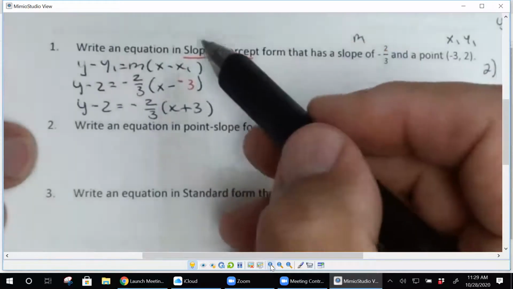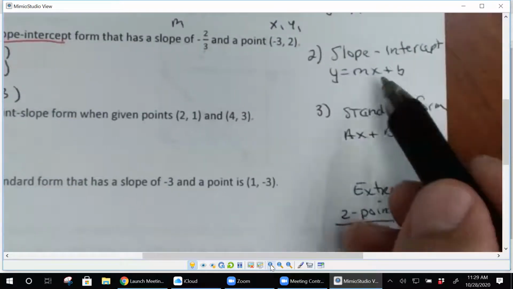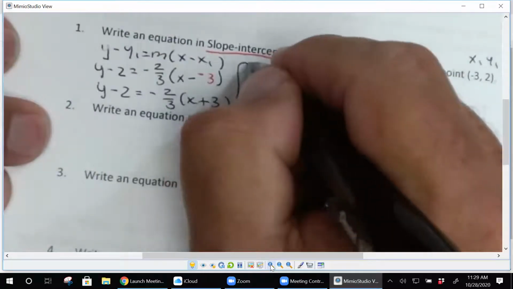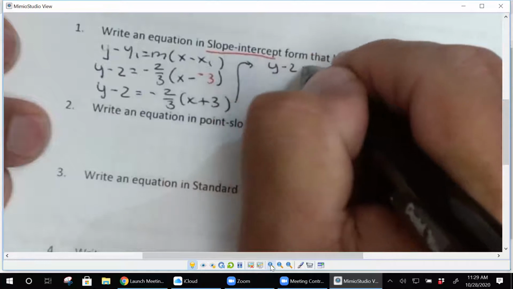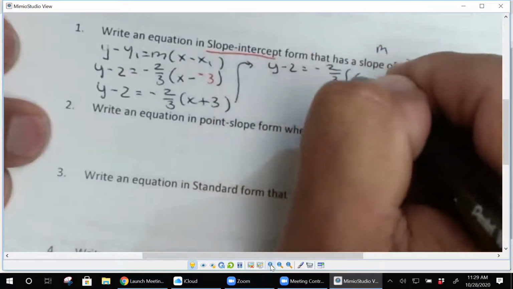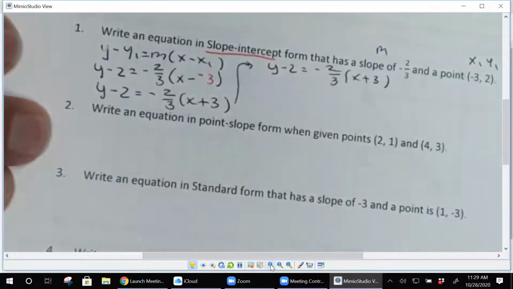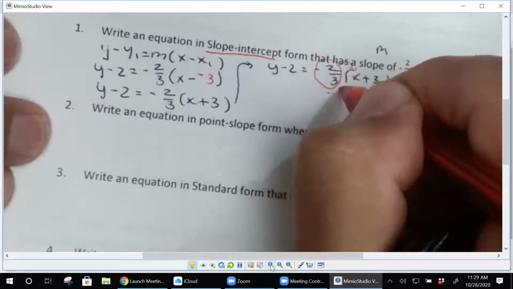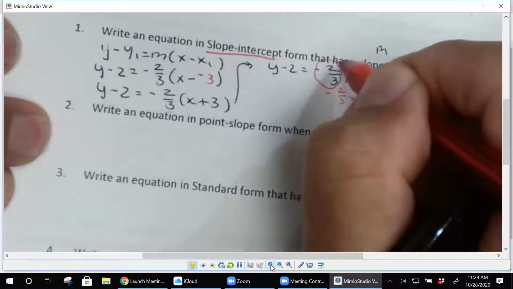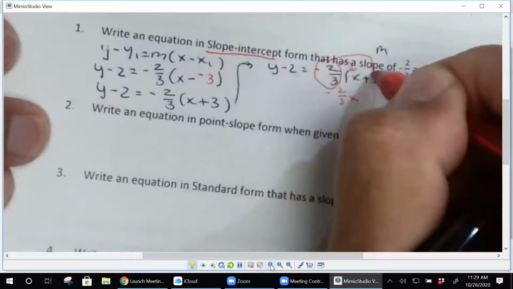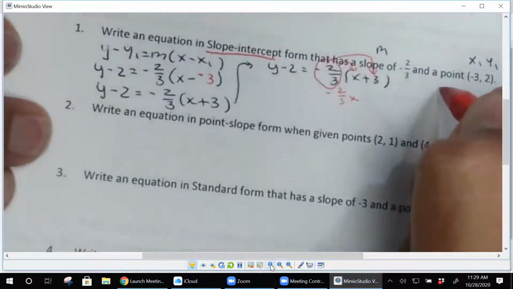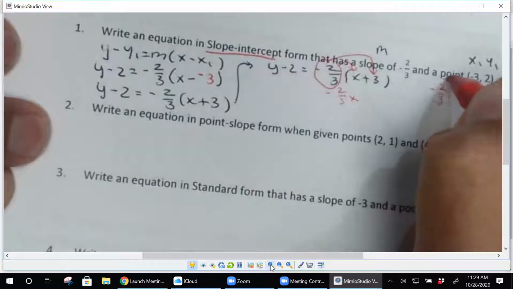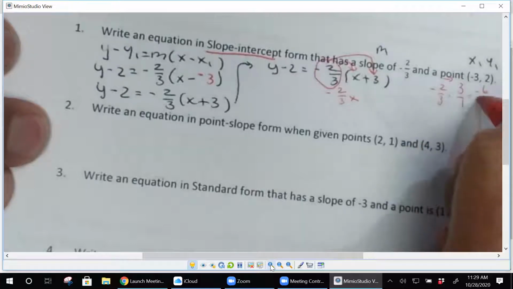But they're asking for slope intercept form. So now I'm going to convert this into this. And watch how easy this really is. I'm going to move it up here because I'm out of space. I'm going to distribute the negative 2/3 to the x. And when I do, I get negative 2/3 x. Then I'm going to multiply negative 2/3 to the positive 3. Remember, that's like saying negative 2/3 times 3. You put a 1 in there, multiply across, and you get negative 6/3.